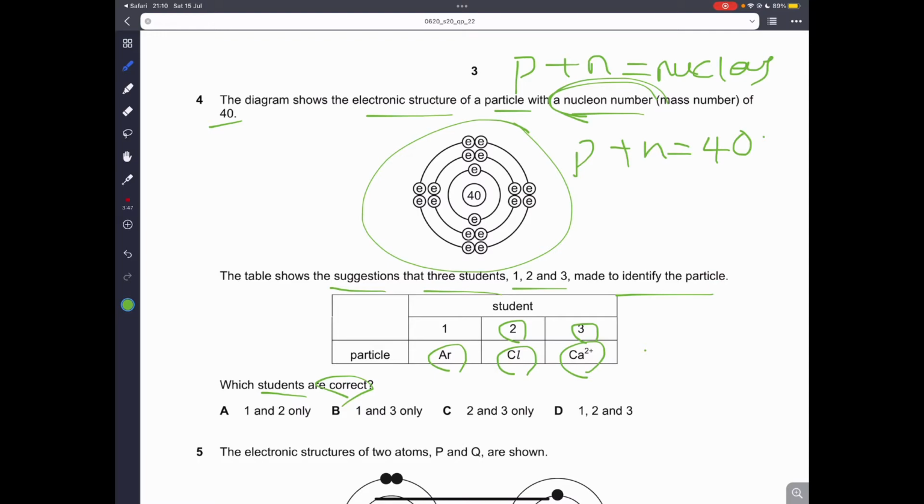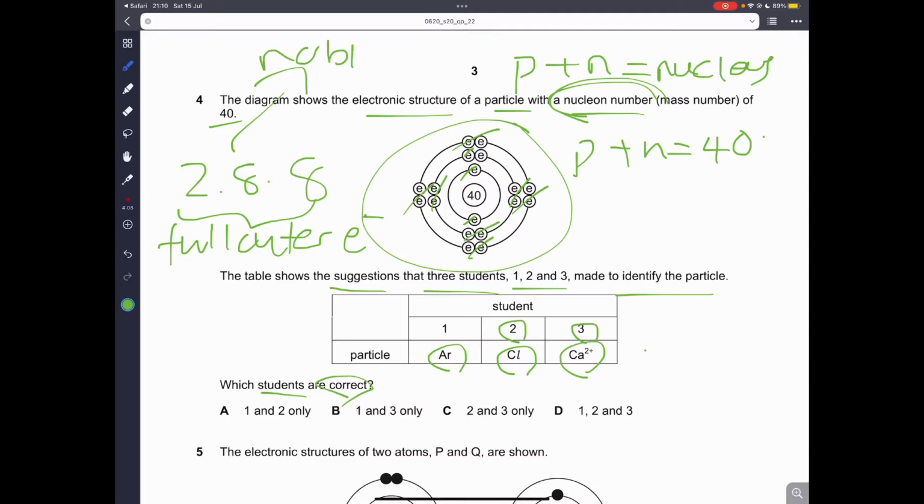And then we see that the electronic structure is 2, 8. So they have a full outer shell of electrons. Now this means that it could be a noble gas, or it could also be an ion, a positive ion or a negative ion. We don't know that for sure, but we know for a fact that argon has the electronic structure 2.8.8, and therefore student 1 is correct.